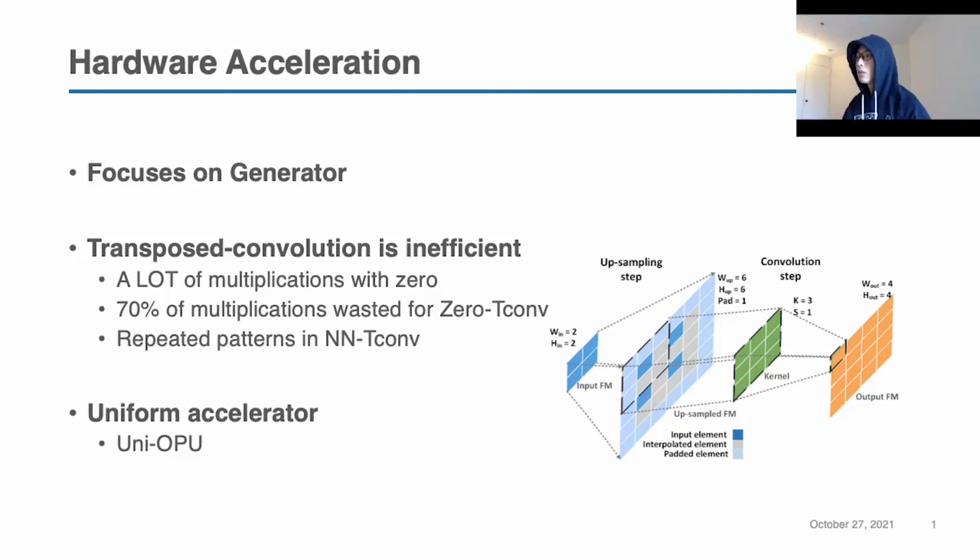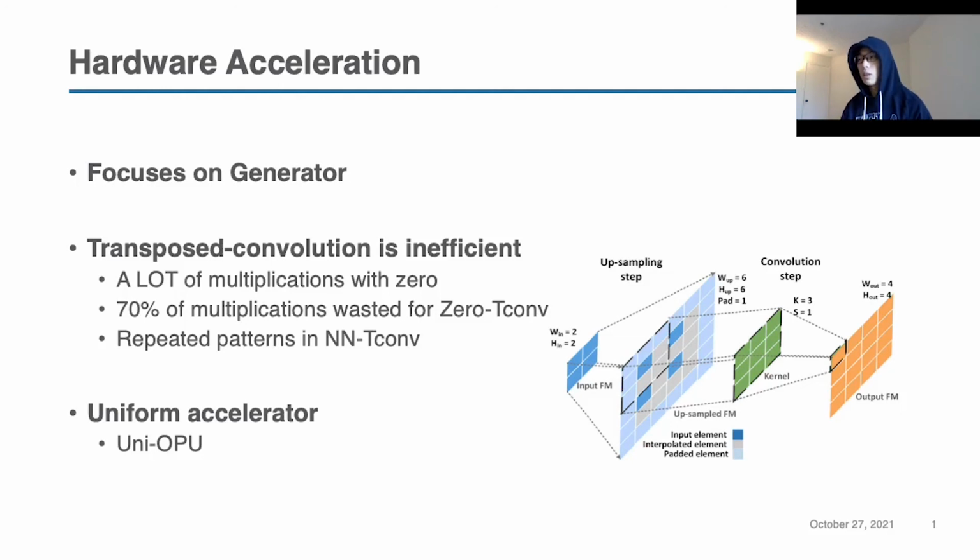So lastly, we'll introduce a little bit on hardware acceleration for GANs. Most of the works on GAN acceleration are focused on the generator part. This is pretty easy to understand because we don't need the discriminator to give us the synthetic images. The discriminator is the component for us to train the generator during the training process. So basically during deployment, the discriminator is just going to be discarded.